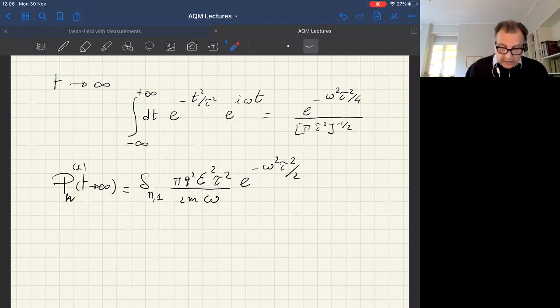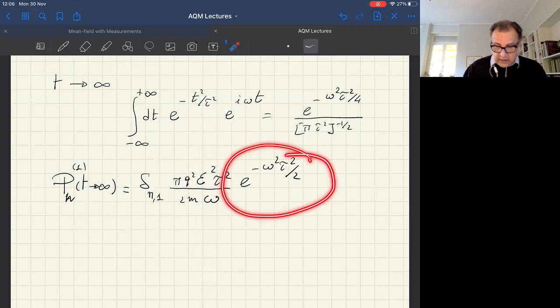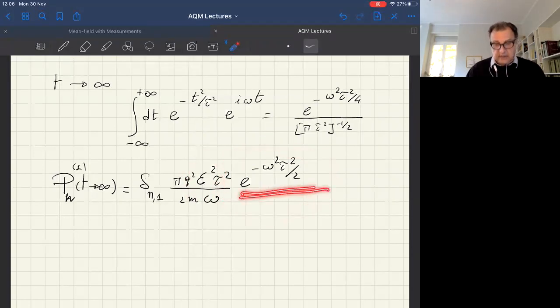Now, another thing is this E squared. E squared is again a probability. So at first order, the correction is of order epsilon. As I said before, epsilon is lambda in this case, so this probability is lambda squared. Now, the interesting thing that I would like to really stress is this exponential.